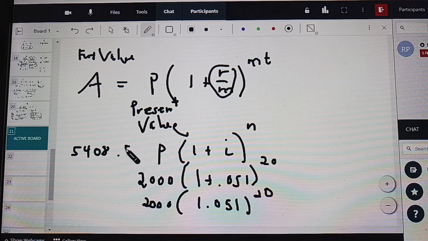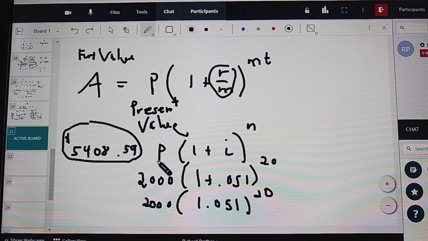$5,408.59 if they want cents. Sometimes they want dollars, sometimes they want cents. That's a pretty good deal. You started with $2,000 and you more than doubled your money. It's all free money, all that extra $3,400.